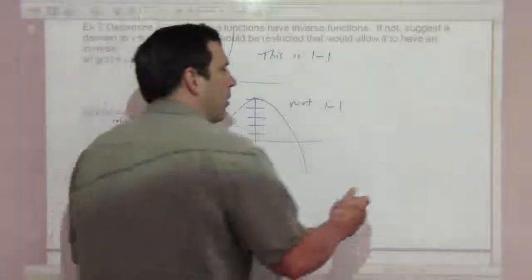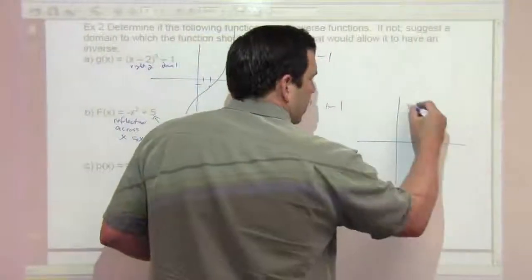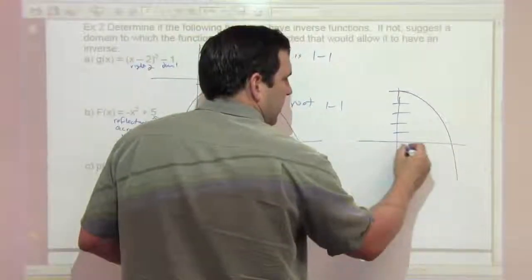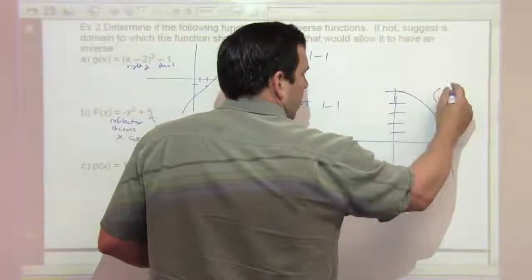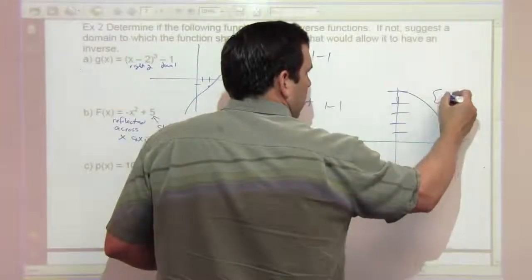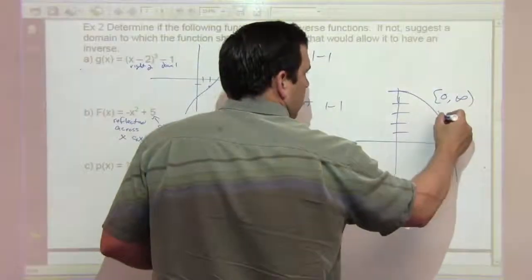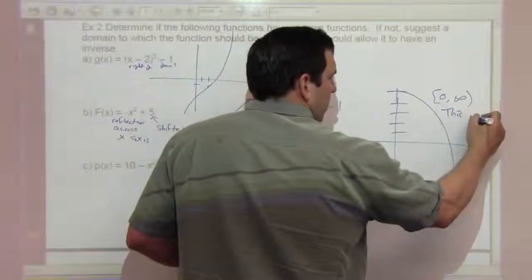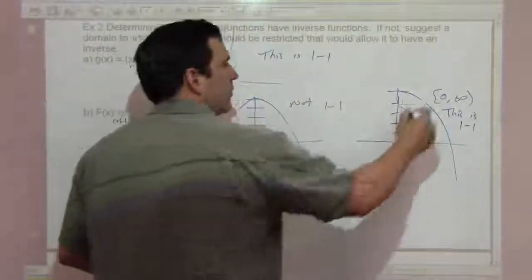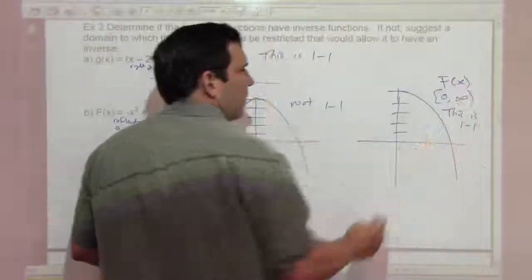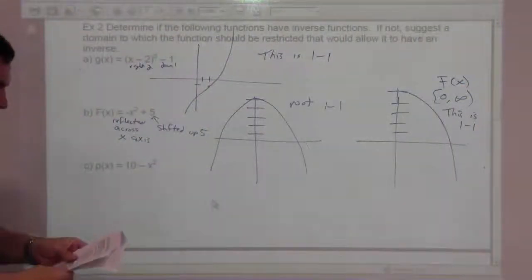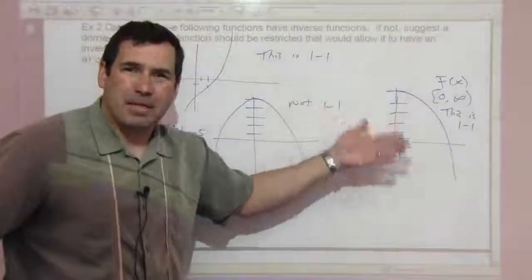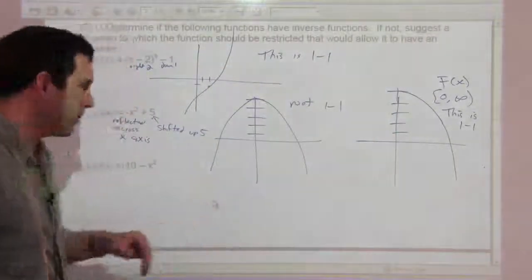And if we say, okay, look at this graph from 0 to infinity. Now this is one-to-one. You could also have restricted it from negative infinity to 0. We tend to like to keep things positive. It's, I don't know, like a math thing.